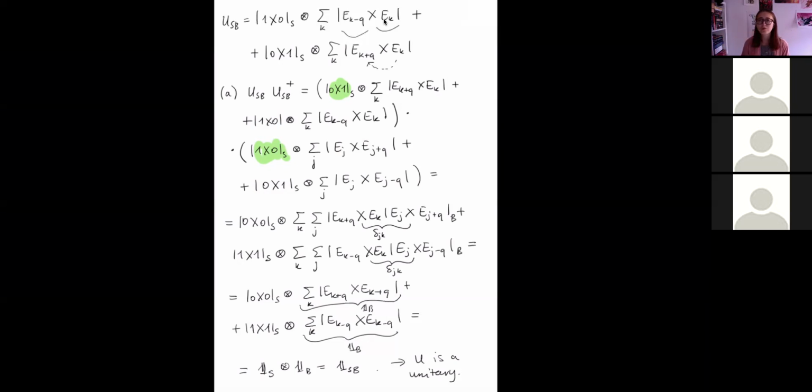Of course, if we want to be rigorous, one also needs to show that U_SB dagger U_SB is also identity, but this is essentially the same process. You're going to go through the same process. Okay, so U_SB is indeed a unitary. Great, so we wrote it down correctly.